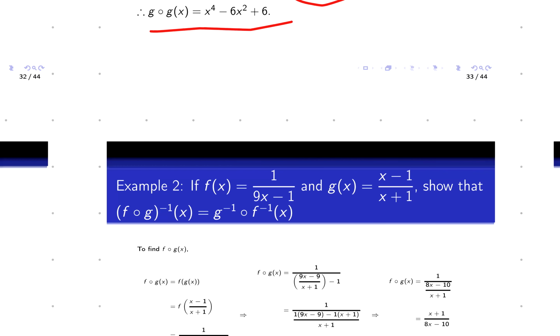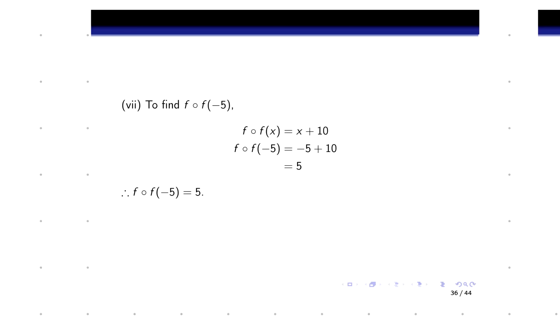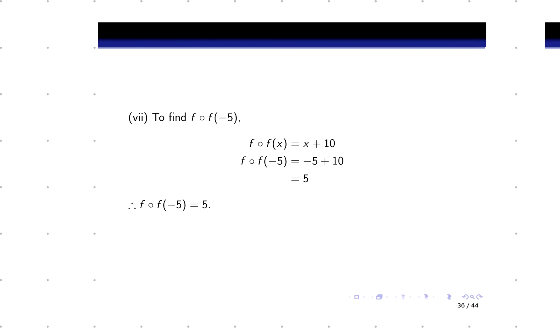Okay, so now we are here. We want to find f of minus 5. That's f of x already. We found that to be x plus 10, if you remember. Then put minus 5. F of minus 5 means wherever you find x, put minus 5. So minus 5 plus 10 is 5. Done. Then you go for the next one.